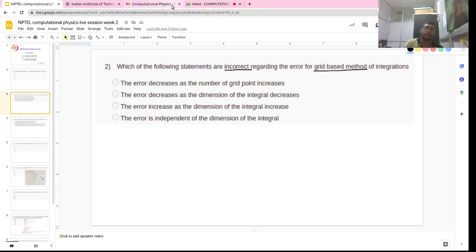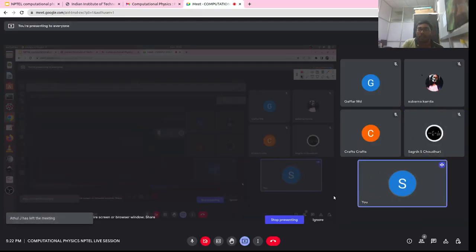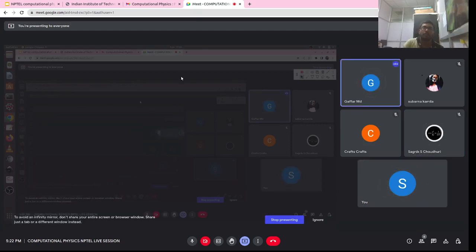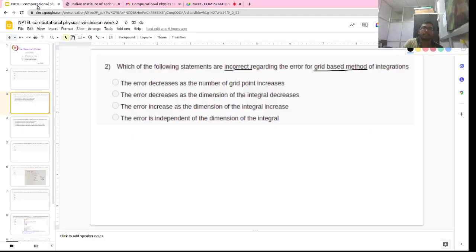So first thing, let me ask someone. Let's say I am asking Gaffar. Gaffar, are you there? Yeah, sir. So tell me, what are the examples of grid based method apart from, let's say, the trapezoidal method? Sir, we use Simpson method, Simpson's one third rule, another is three eighths. Okay, fine. So as per your understanding of the classes you are attending, what will be the answer for this question? Can you tell us?